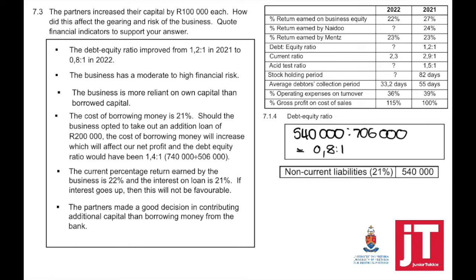This means that their financial risk would be even higher. And then another thing that we look at is the cost of borrowing money compared to the percentage return that they're getting. And this is why we concluded that it was actually a better decision to contribute additional capital than to borrow more money.